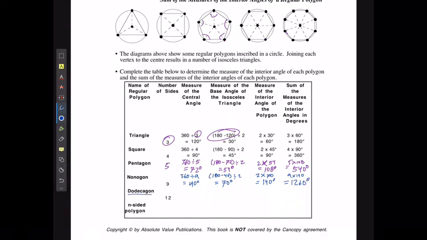If I did a dodecagon, or 12-sided, 360 divided by 12 is going to give me 30. Sorry, I'm going to do this in a different color so it's easier to see.